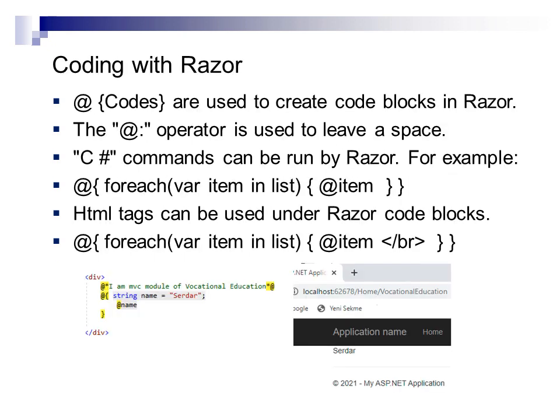The @ code is used to create code blocks in Razor. The @ operator is used to leave a space. C# commands can be run by Razor. For example, @foreach (var item in list) { @item }.